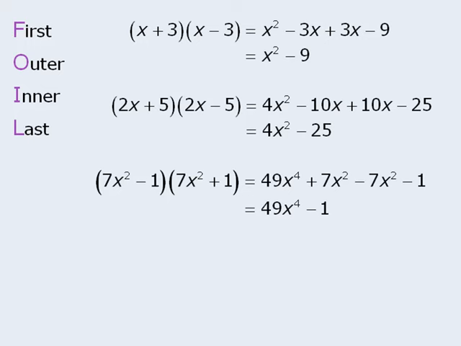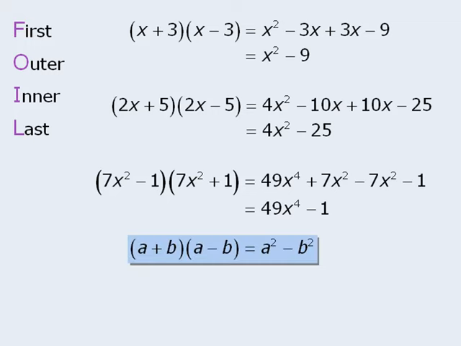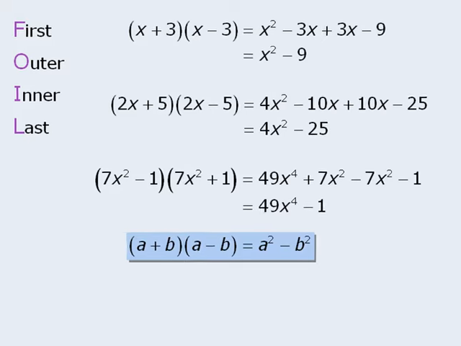Please notice that when we expanded and simplified each of these products, the first term is a square, the last term is a square, and in all three cases we are subtracting one term from the other. In other words, each result is a difference of squares. From these examples, we can say that the generic product a plus b times a minus b will always equal a squared minus b squared.